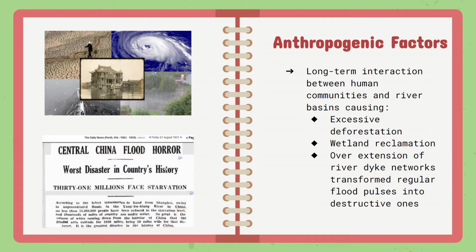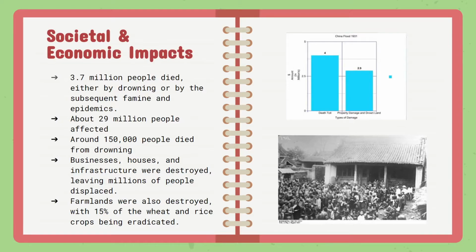Okay, so now we're going to take a look at the anthropogenic factors. So a lot of long-term interaction between the human communities and the river basins caused excessive deforestation, wetland reclamation, and overextension of river dike networks, which transformed regular flood pulses into destructive ones. And as you can see from this news article, 31 million were seen to face starvation just from the floods destroying buildings, businesses, crops, farmland, etc. And you can see another picture of a man on his boat in one of the streets where massive flooding had occurred.